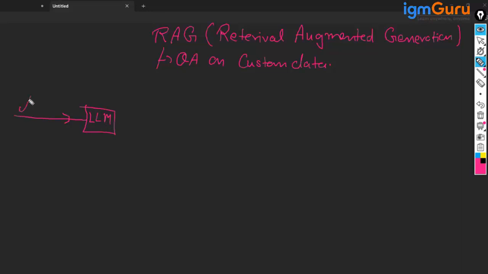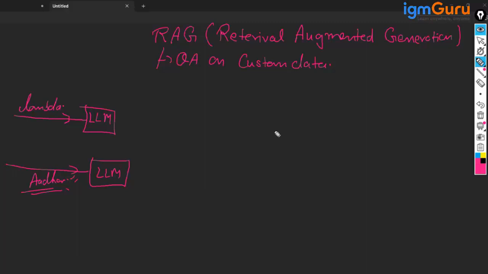But now what I'm asking the LLM model is, hey, can you give me my Aadhaar card number? Definitely ChatGPT or any LLM model will not be able to give the answer, because they are not trained on your personal data. They are trained on general purpose data.